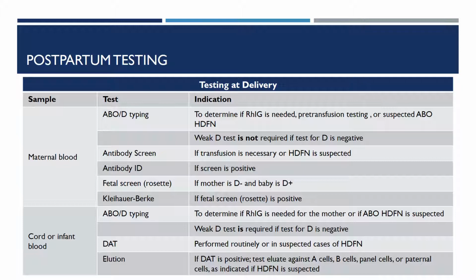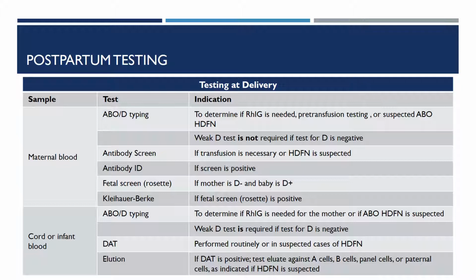So that's performed routinely on all infants born, and it'll help us to identify cases of HDFN, even those which are relatively mild. Okay, now if your DAT is positive, that means the antibodies have been coating the fetal red cells, then you need to remove those antibodies and test them, find out what their characterization is. So basically you're going to perform an elution on the infant cells, which would separate the antibody from the infant's red cells. And then you're going to use that elution to perform an antibody identification.